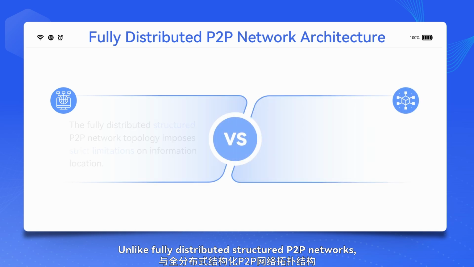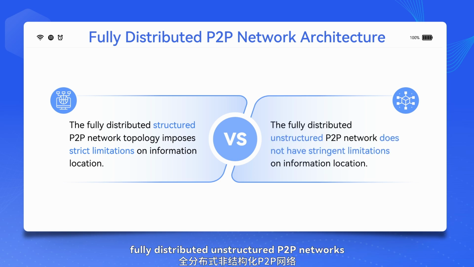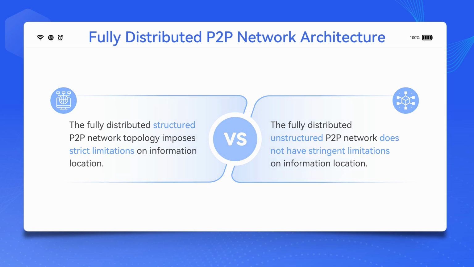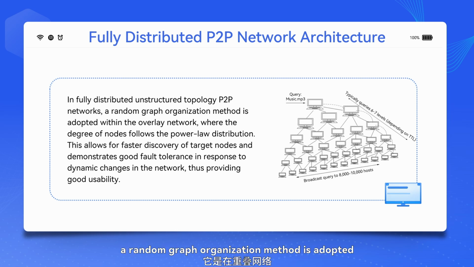Unlike fully distributed structured P2P networks, which have strict limitations on information location, fully distributed unstructured P2P networks do not impose strict limitations on information location. In fully distributed unstructured topology P2P networks, a random graph organization method is adopted within the overlay network, where the degree of nodes follows the power law distribution. This allows for faster discovery of target nodes and demonstrates good fault tolerance in response to dynamic changes in the network, thus providing good usability.